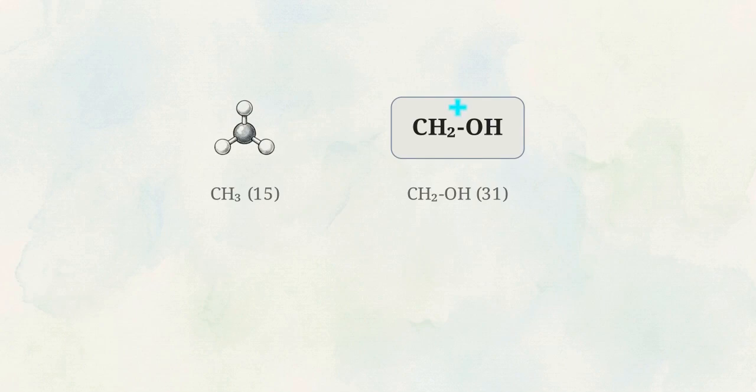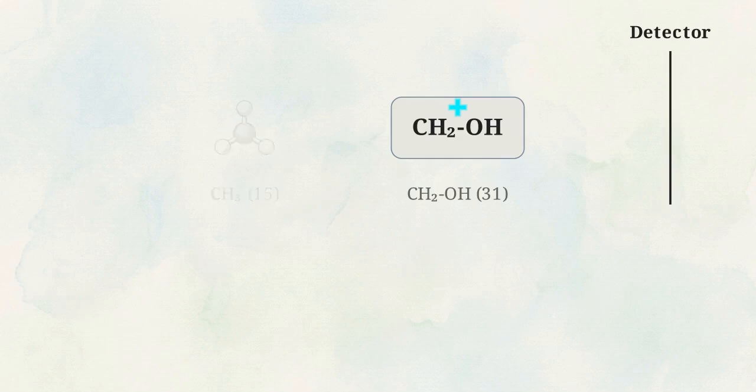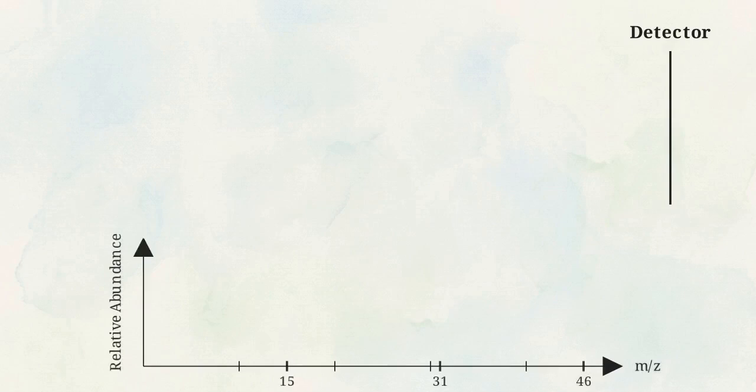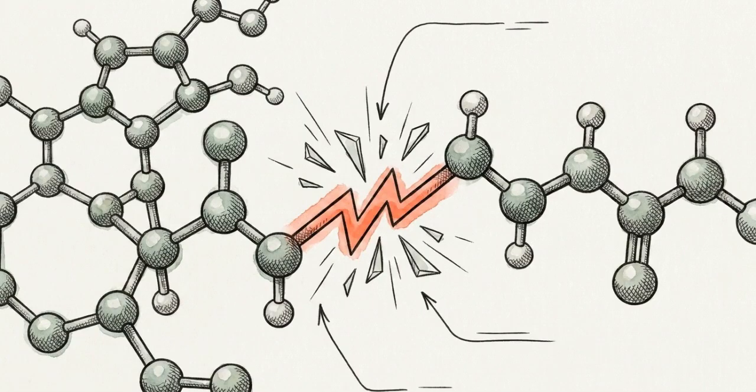Only pieces retaining a positive charge are steered to the detector. The uncharged methyl group vanishes invisibly. The remaining charged fragment, weighing 31, hits the detector, creating our signature base peak. Molecules break at specific weak points to form the most stable fragments possible.